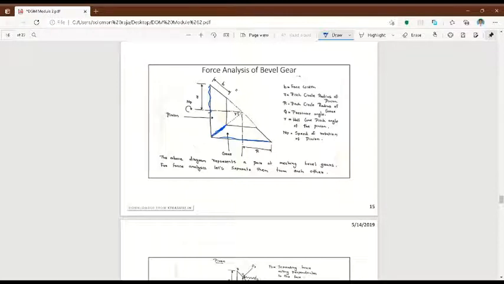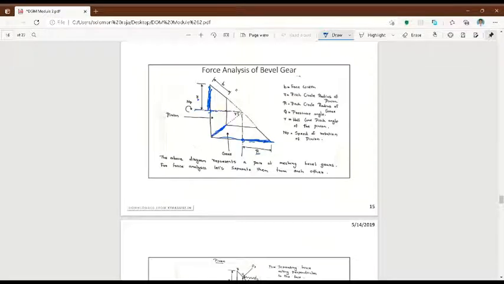This is the center of the pinion, otherwise the axis of the pinion shaft. This height is r, which is called the pitch circle radius of the pinion. This distance is the pitch circle radius of the gear, capital R. This one is small r, this one is capital R.